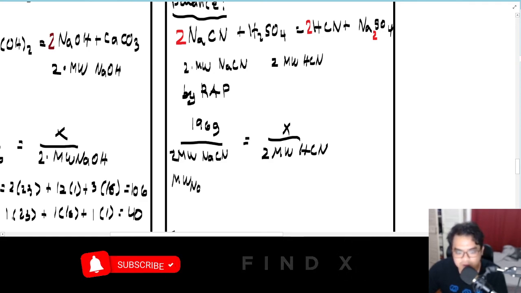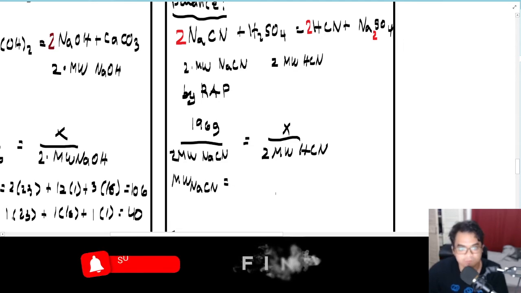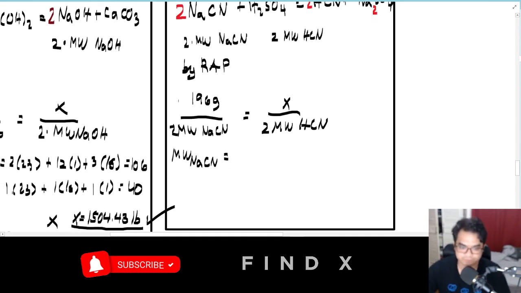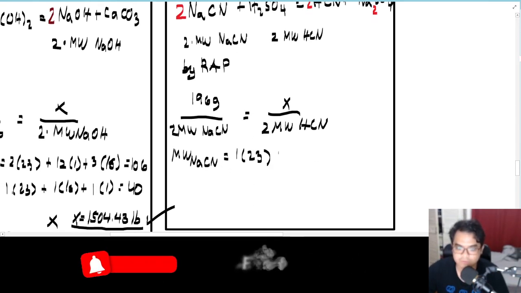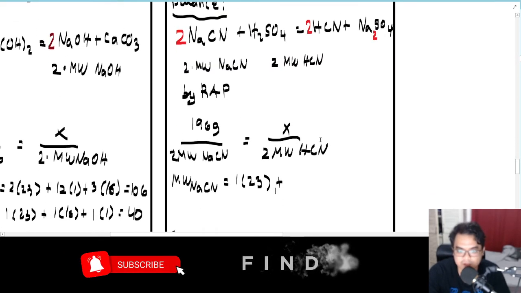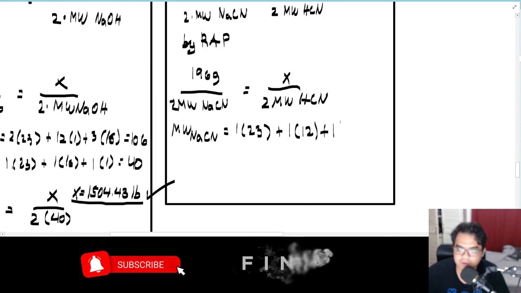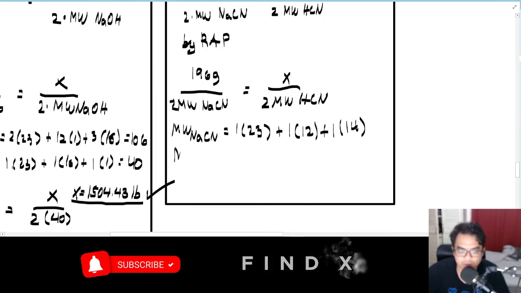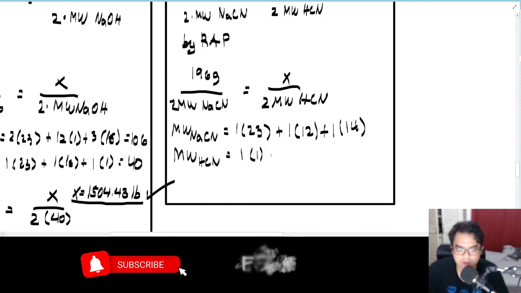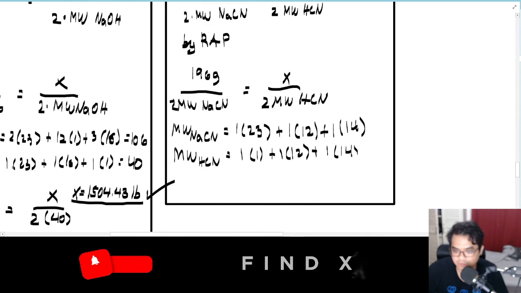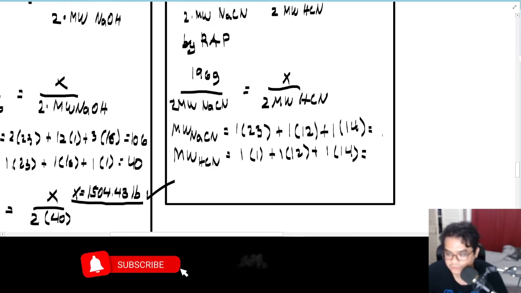molecular weight of NaCN first. Na is 23, so 1 times 23. For carbon, that is 12, 1 times 12. And for nitrogen, I think it's 14, yes, 14, plus 1 times 14. And then for the molecular weight of HCN, hydrogen is 1, carbon is 12, nitrogen is 14. So this is actually 27.